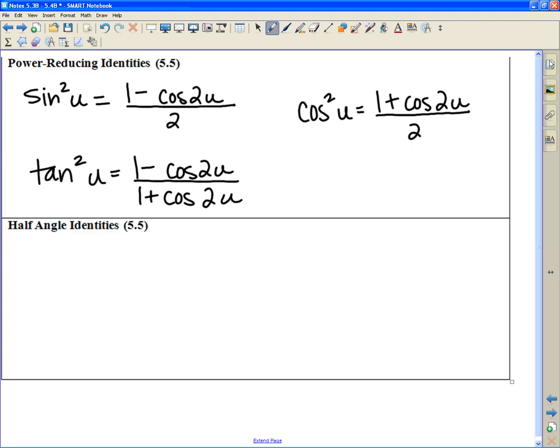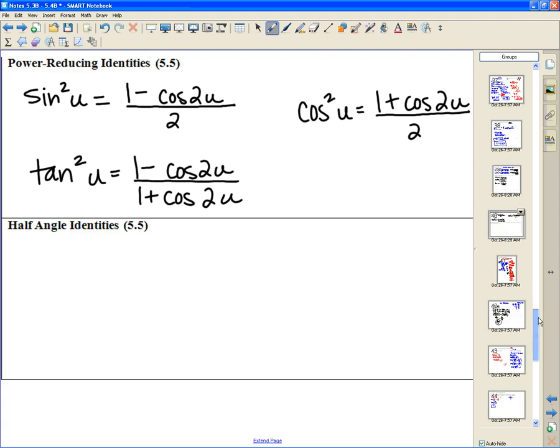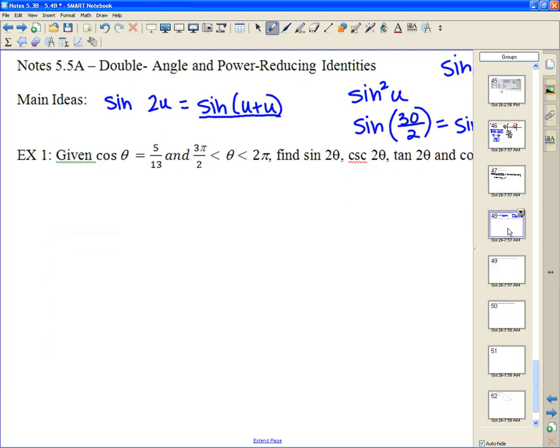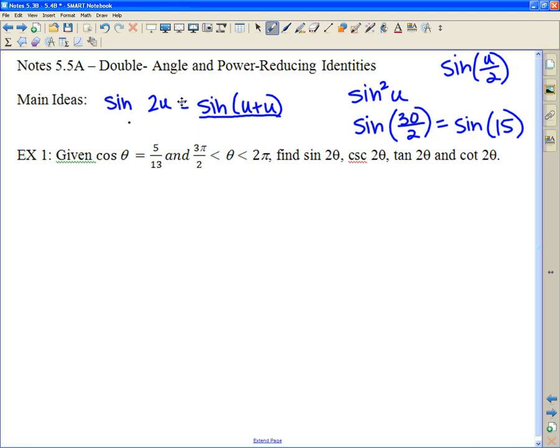Okay, so we are going back to 5.5a. You've got the main ideas. Double angle, power reducing, and half angle is 5.5b. So we'll worry about that later.